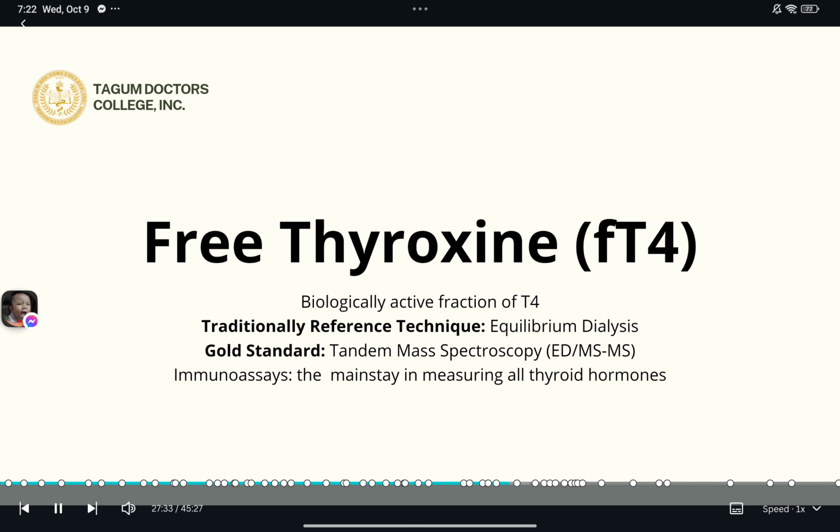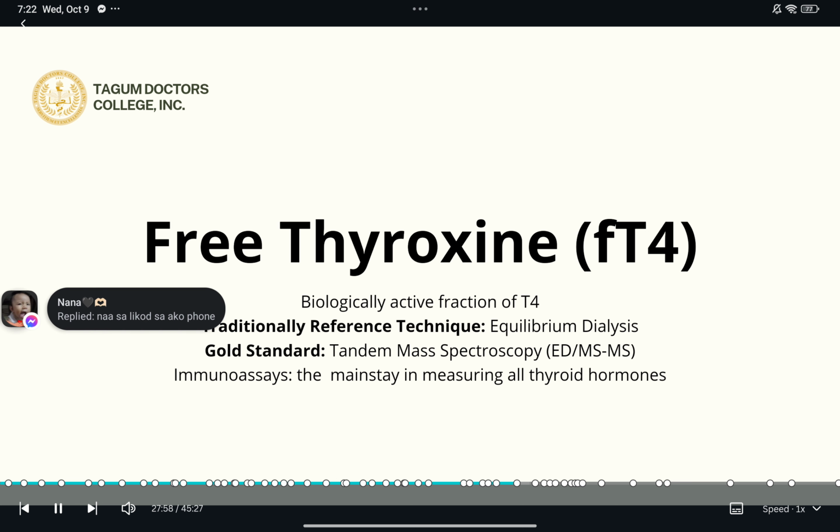The gold standard still is the tandem mass spectroscopy or our ID-MS/MS. However, it is costly and time-consuming and usually ill-suited to meet high-volume demands. So, ang mainstay gihapon na ginagamit in measuring all thyroid hormones are our immunoassays.